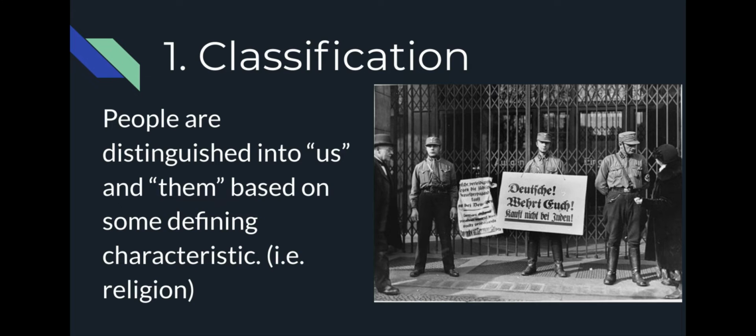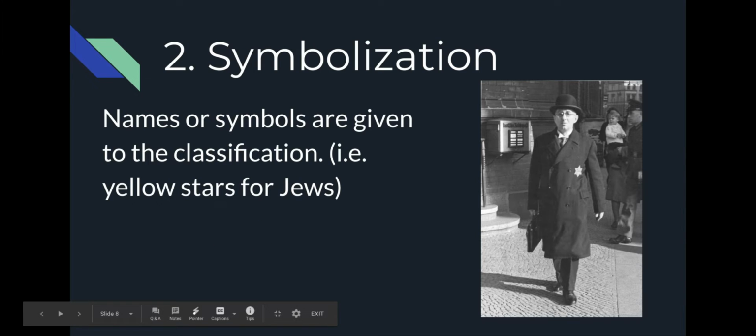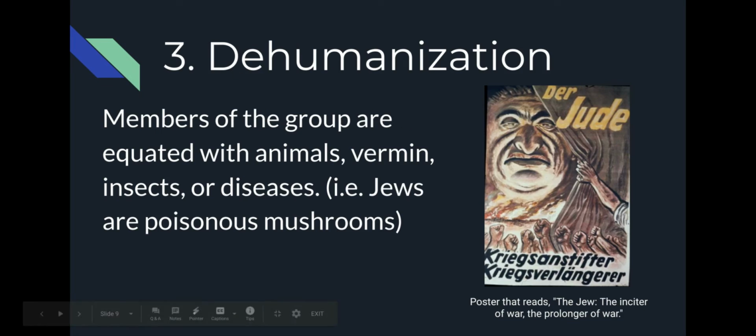So first of all, we saw that one of those stages is classification, so us versus them. We see examples here during the Holocaust of really categorizing the us as the Germans and the them as, in this case, a religious group, those who are Jewish. We see symbolization, right, with the yellow star for people who are Jewish, or the Star of David, as a symbol that they were required to wear during this time period.